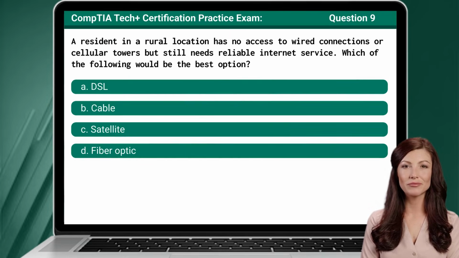Question 9. A resident in a rural location has no access to wired connections or cellular towers, but still needs reliable internet service. Which of the following would be the best option?